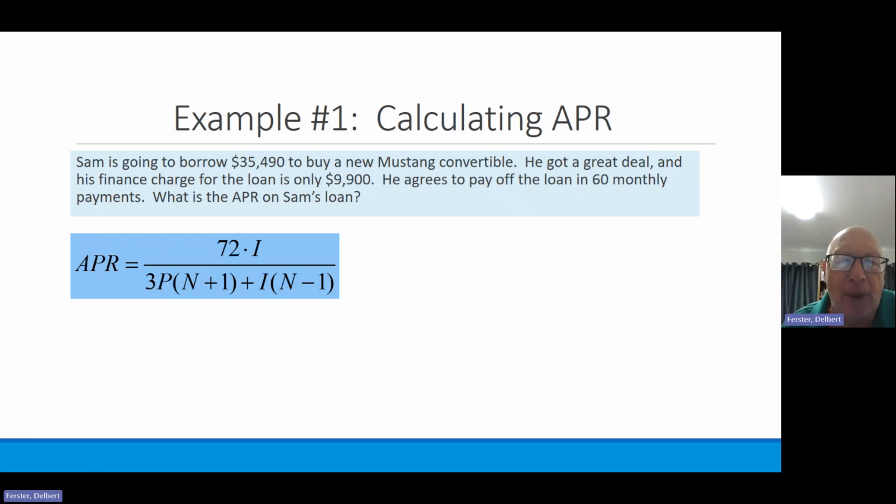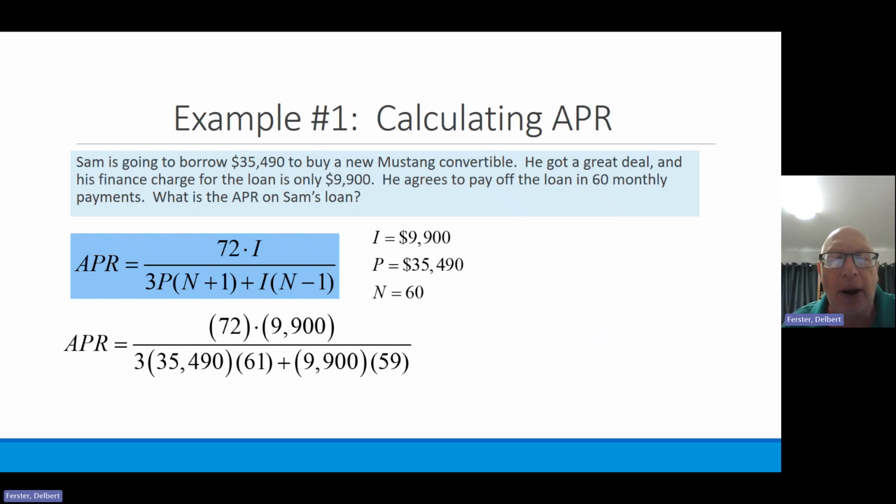So if we go ahead and fire back the formula, here's your plug-in line. And you're going to realize that the interest charge is the $9,900. It's how much he's paying to use someone else's cash on this purchase transaction. The purchase price, the amount he's borrowing, $35,490 to get him into this new Mustang convertible. And he's going to make a series of 60 monthly payments. Plug in 72 for 72, going in for I 9,900, going in for P 35,490. That's the amount of the borrow. All right, that's the principal for the loan. And since we had 60 in terms of payments, 61 for the first part and 59 for the second set.